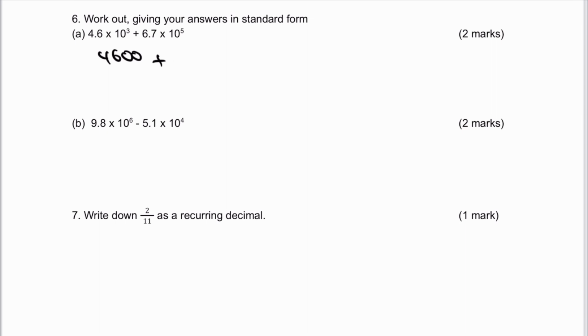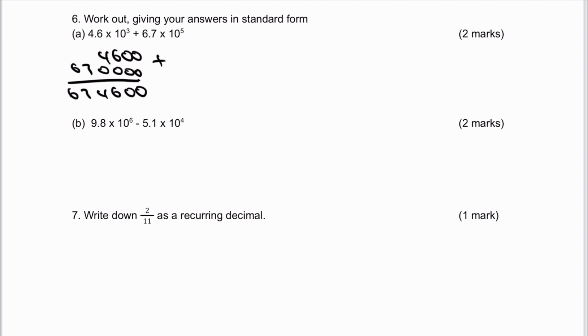So remember that we've moved the decimal point 5 places, which means I'm going to have 4 zeros. Now you'll notice I'm writing this backwards because it means that I can keep everything in the right place, and when I add that together, I'm going to end up with 674600. However, it does say give your answers in standard form.